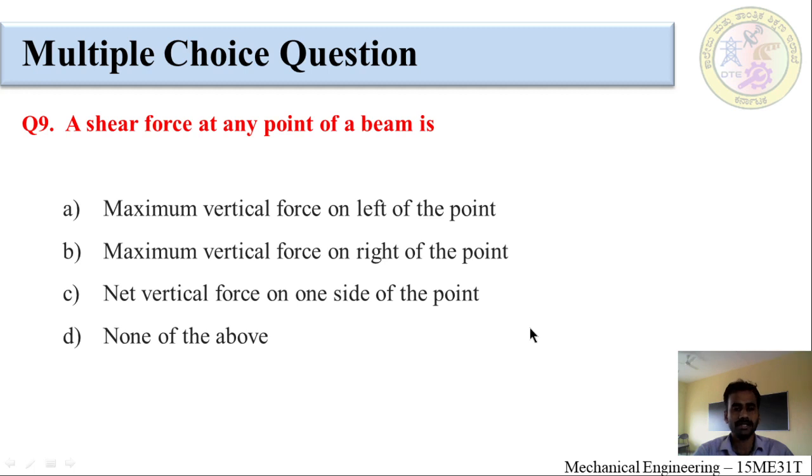Question number 9, shear force at any point of a beam is, okay, you have to state the shear force definition, that is whether it is a maximum vertical force on left of the point or maximum vertical force on right of the point, or the option C net vertical force on one side of the point, and option D is none of the above. So you have to choose the correct one which states the shear force definition.